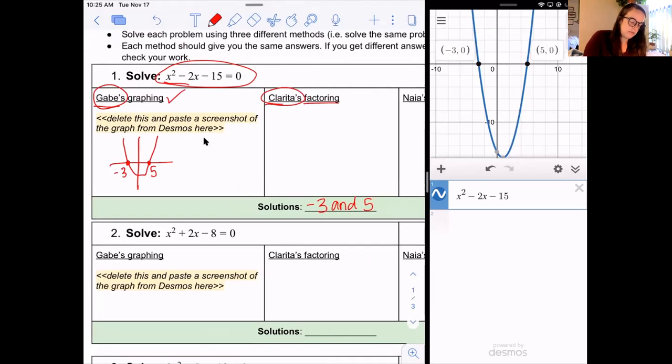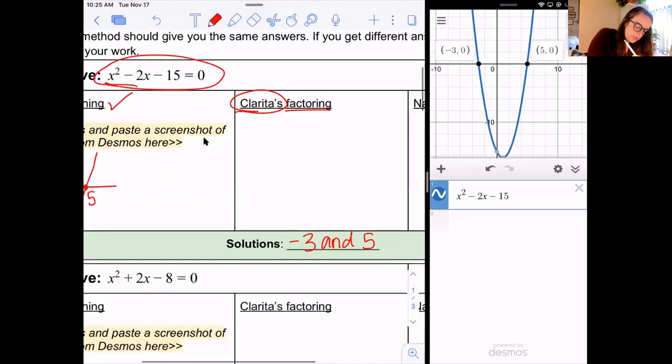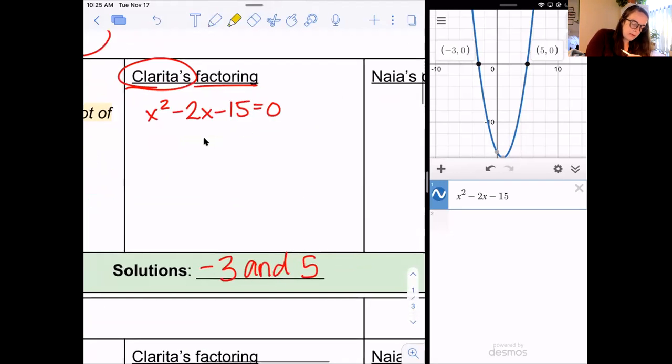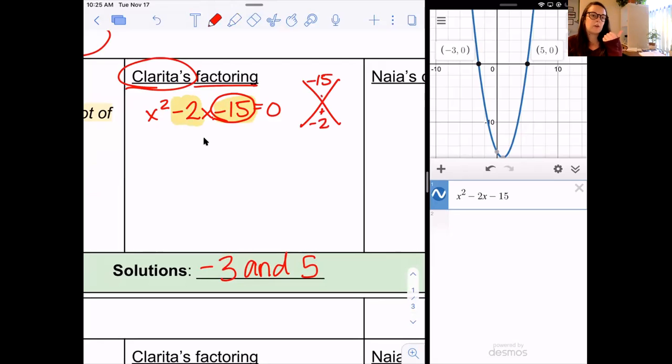She is in charge of factoring. So we have x squared minus 2x minus 15 equals 0. Remember, this is my multiply number and this is my add number. So I need two numbers that multiply to get -15 and add to get -2. I'm thinking 15 is 1 and 15. That's not going to make 2. 3 and 5. Oh, 3 and 5, that could make 2. And since I wanted to add to -2, I need it to be -5 right here.